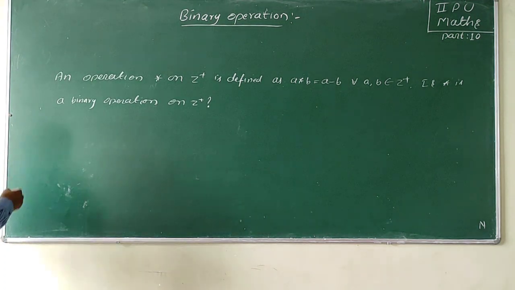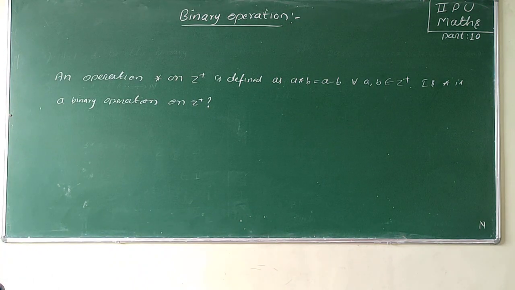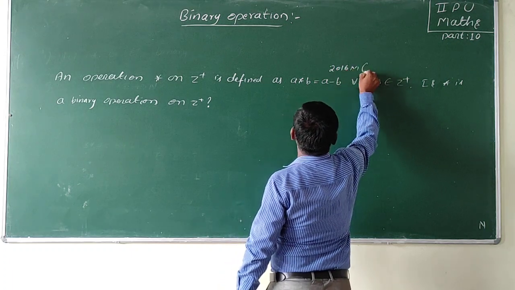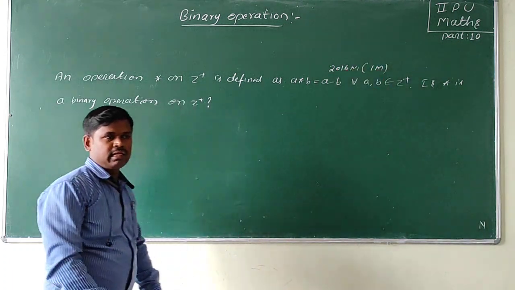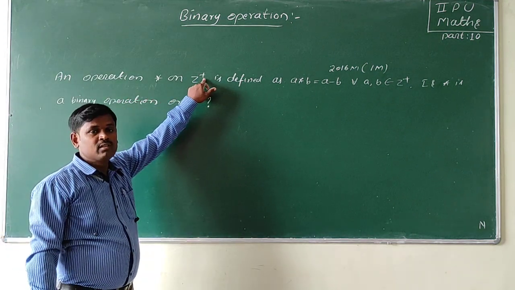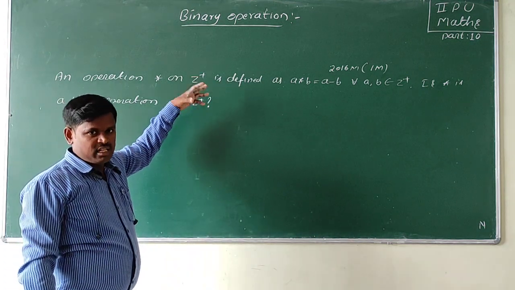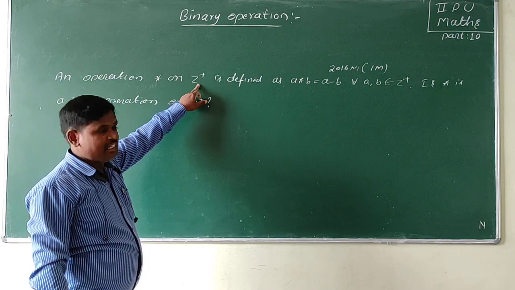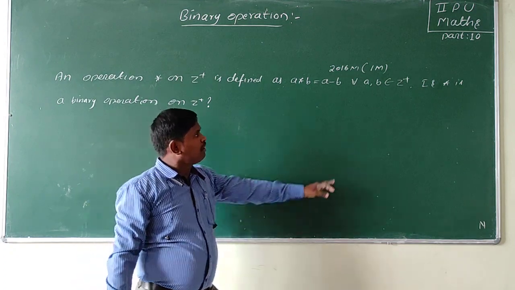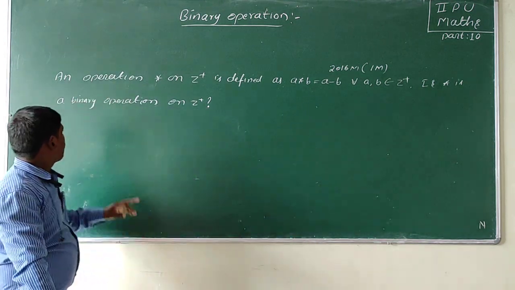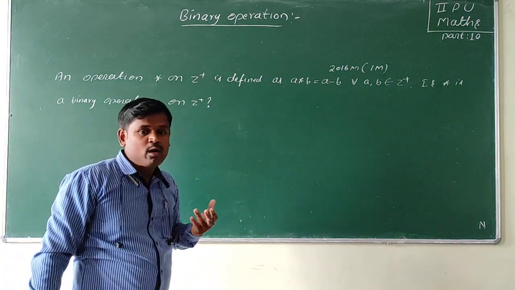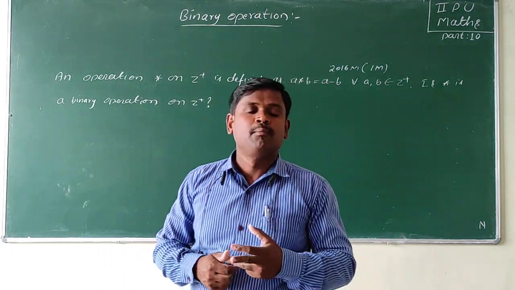Next problem. This question was asked in 2016 March. An operation star on Z plus, the set of positive integers, is defined as A star B equal to A minus B for A comma B belonging to Z plus. Verify whether star is a binary operation on Z plus.